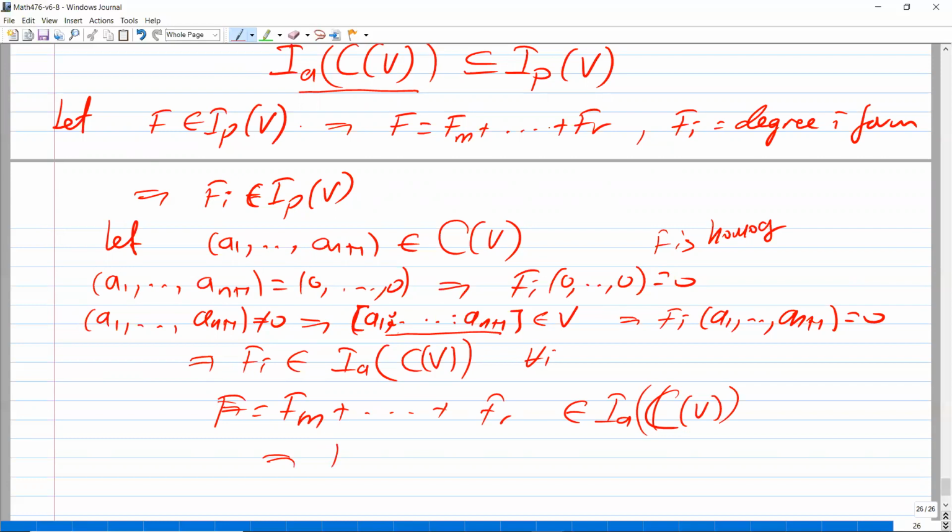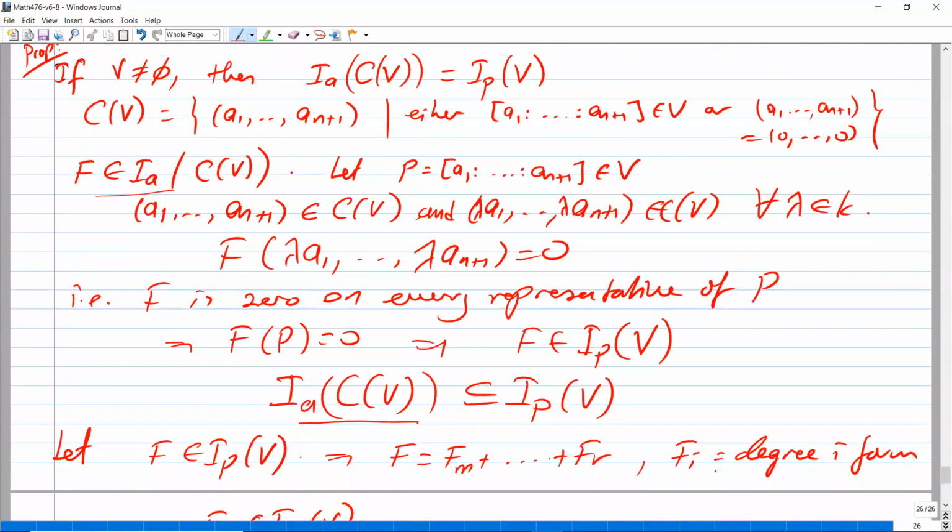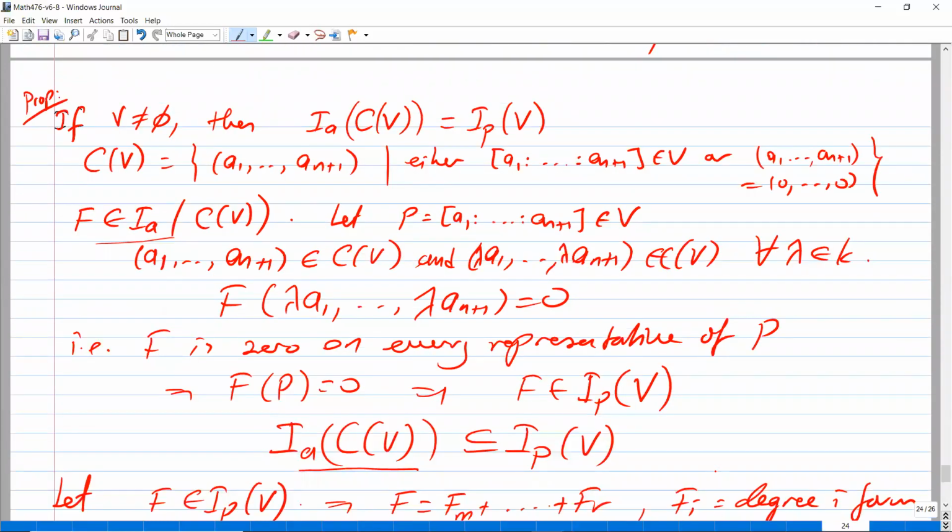So therefore, the projective ideal of this projective set V is a subset of I(CV), so that they are equal. Okay, that's the end of the proof of the proposition. Did I say proof? Here, I should say proof. Yes, proof.